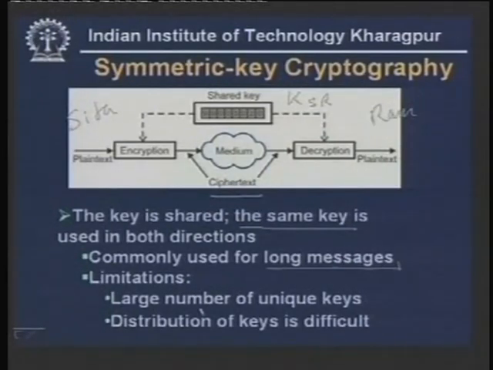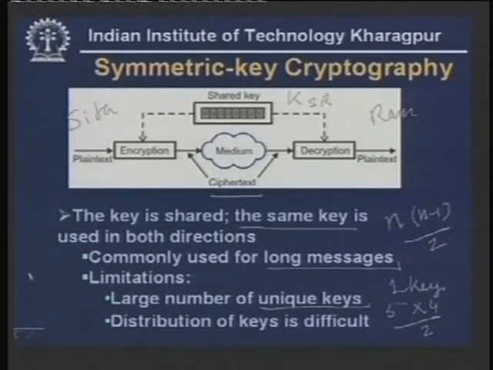It has got several problems. First of all, it will require a large number of unique keys. For example, if you have got two users, you will require one key. So, if you have 5 users, how many keys will be required? 5 into 4 by 2. So, you will require 10 keys, and in general if you have got n users, you will require n into n minus 1 by 2 keys.